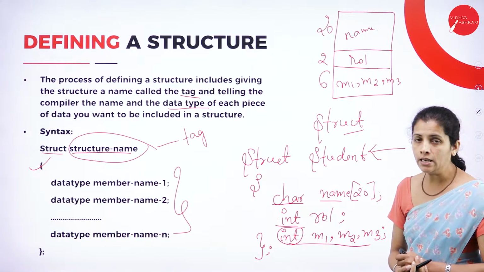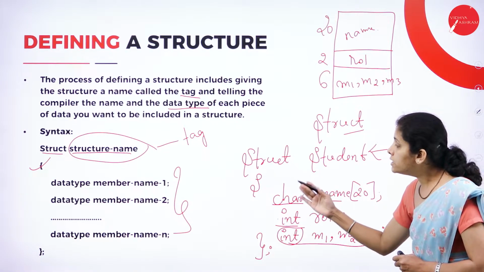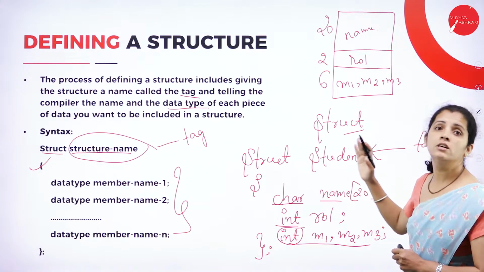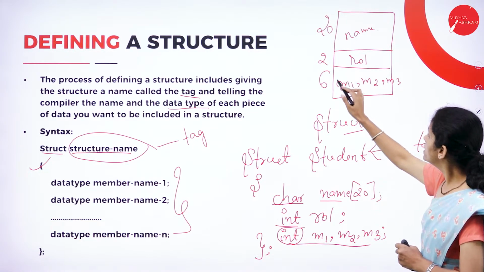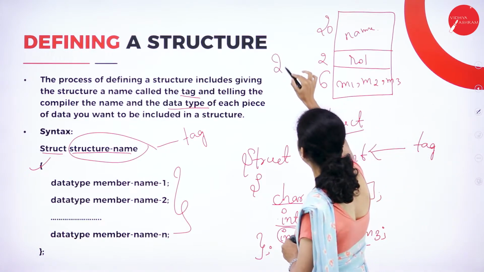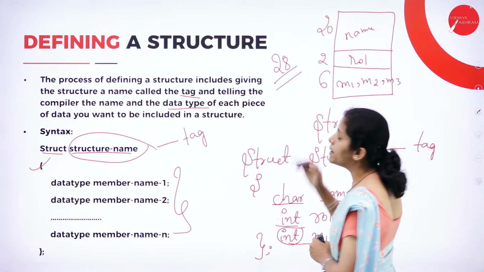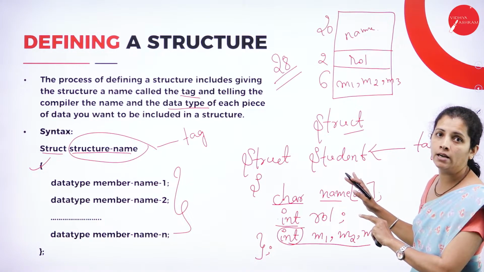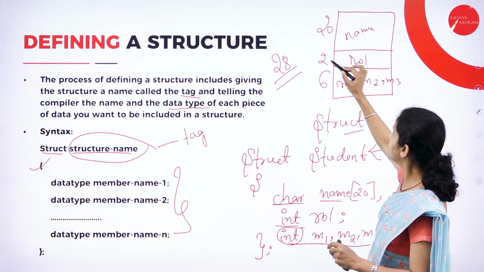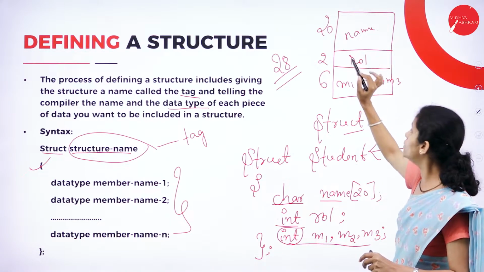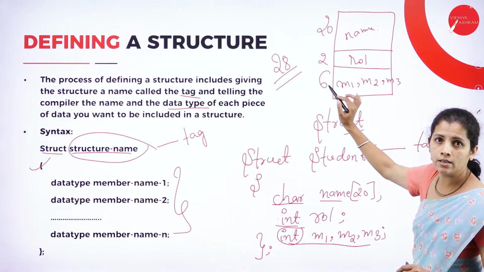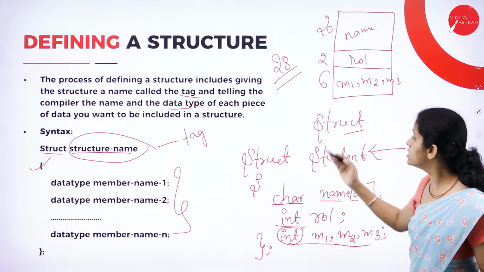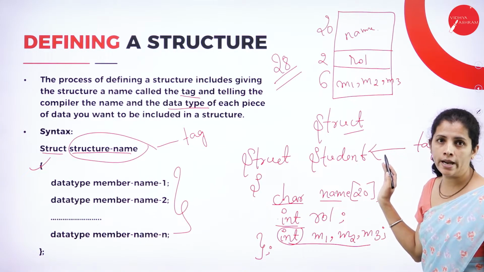Now, dear student, tell me what is the memory required by this structure, student. So here, a total of 28 bytes of memory is reserved for this structure, student. That means 20 plus 2, it is 22. 22 plus 6, it is 28. So a total of 28 bytes of memory is reserved for this structure, student.